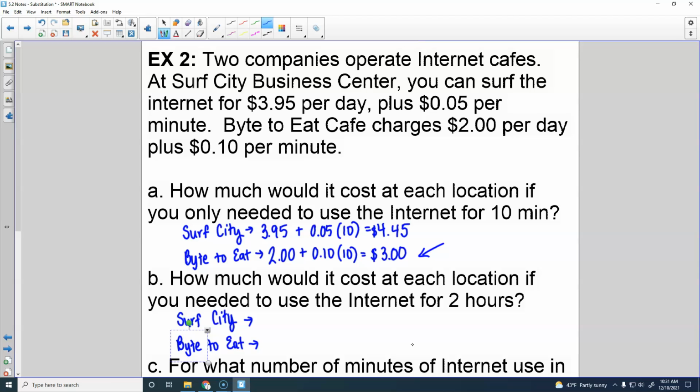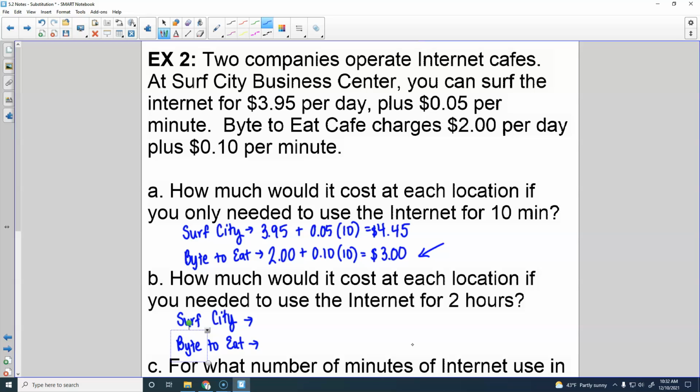Now, do you have to graph these and all? We're not going to. It's one way that you could do it, but we're not going to.